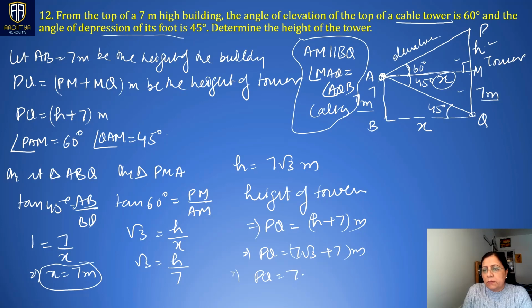So we get it 7 in bracket root 3 plus 1 meters. Right, this is the final answer.